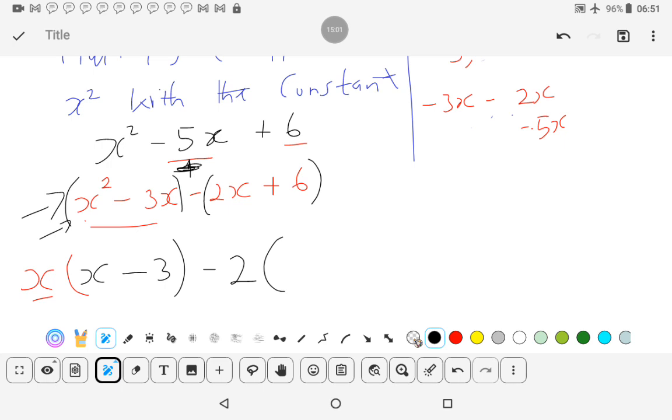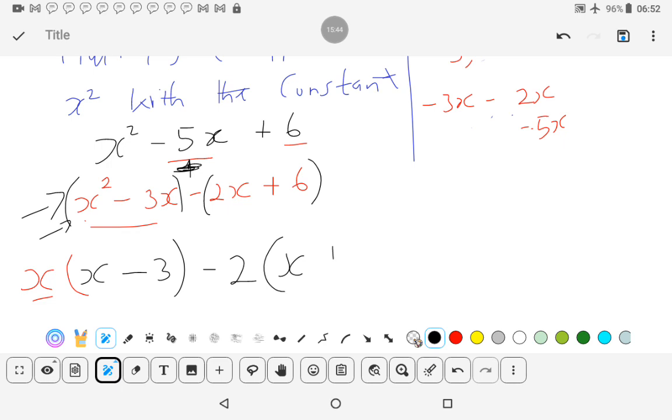Then open your bracket. So you have minus 2. What are you going to multiply it with to give you back this 2x? It's simply x, because if you multiply 2 with x, it will give you back 2x. And which number are you going to multiply 2 with to give you back 6? The number is 3, but you take note of the sign. 6 there is plus 6, it is not minus 6. And our common factor of 2 is minus 2. So you have to take note of the sign and be careful with it.